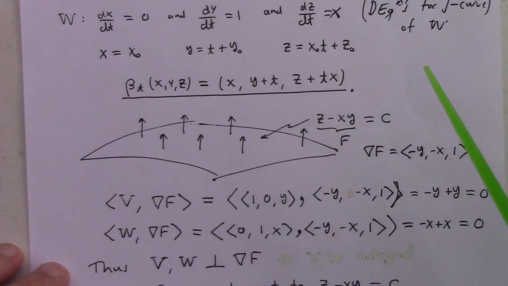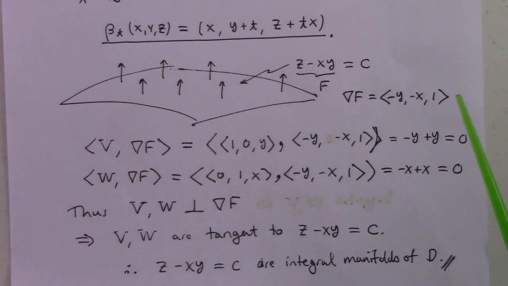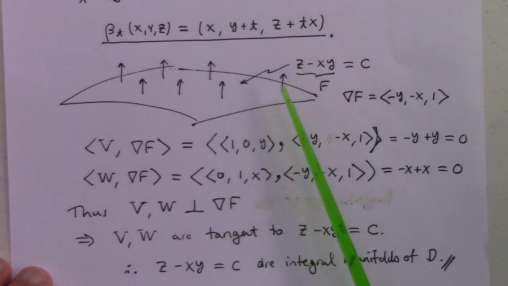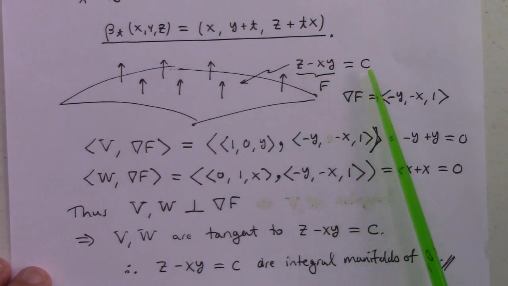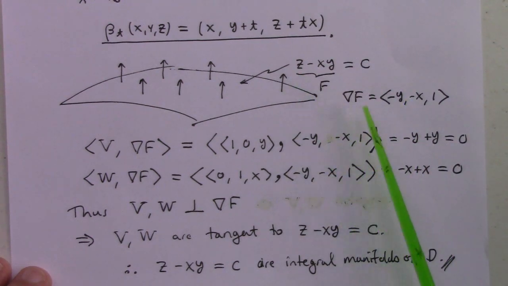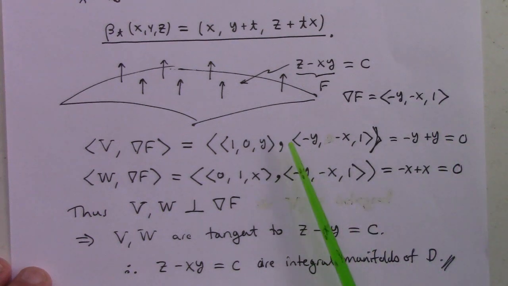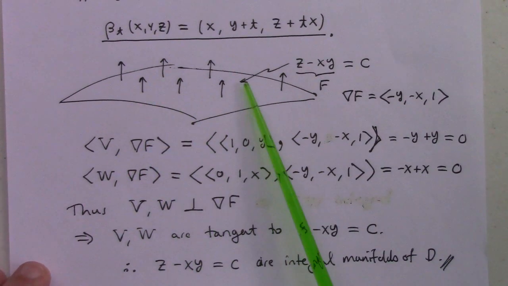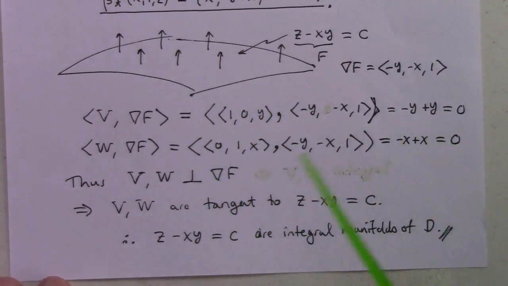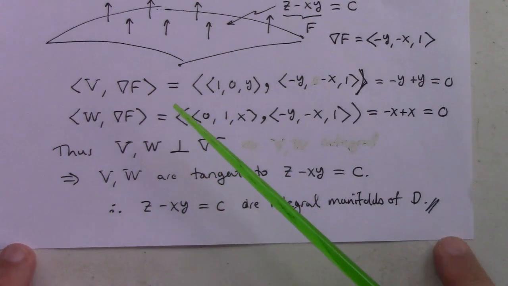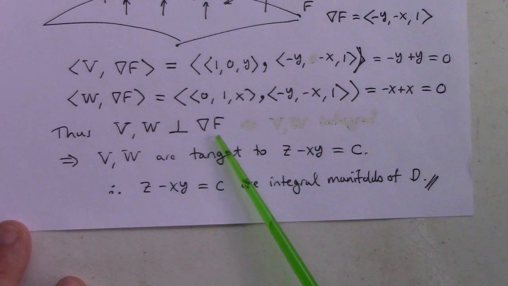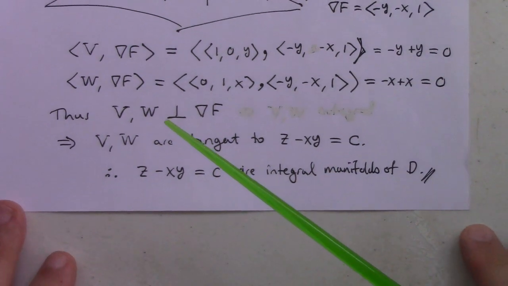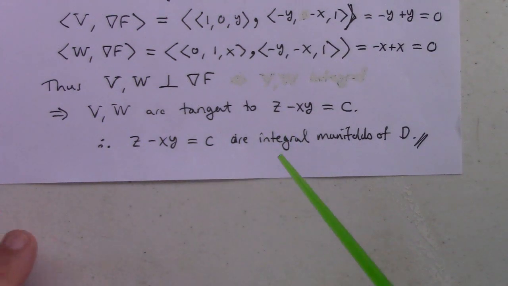Now I did it a different way when I was talking to you guys, but here's the way it occurred to me today. To show that this is an integral manifold to the distribution, one way I could look at it is this is a level surface of z minus xy equal to c. So the gradient of the level surface is minus y, minus x, 1. And I just want to show that v and w are tangent. If I take the dot product, the inner product, of the vector fields with the normal vector field to the surface, and I get 0, that means they're tangent. Indeed, the dot product does give me y minus y and x minus x, which is 0. As such, v and w are perpendicular to the gradient of f, which means that v and w are tangent to the surface defined by z minus xy equals c. And so z minus xy equals c are integral manifolds of D.